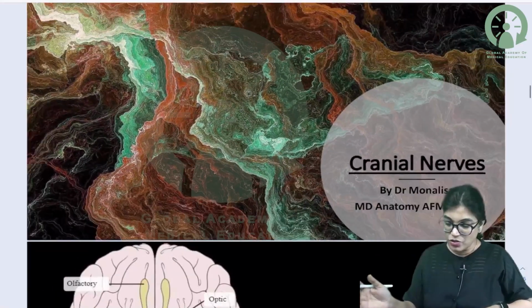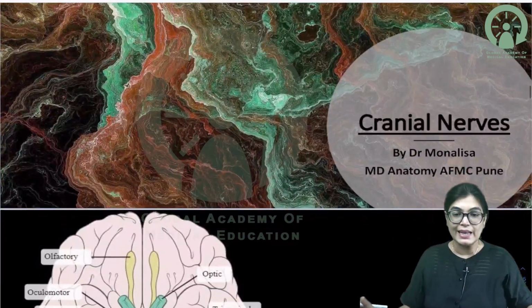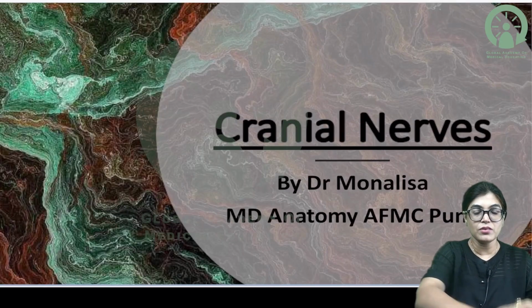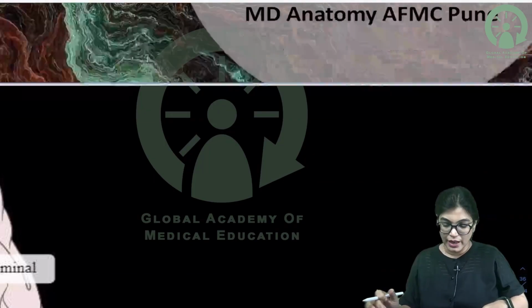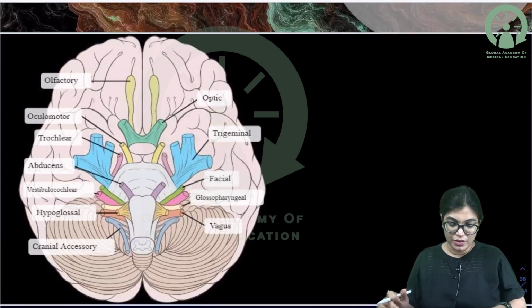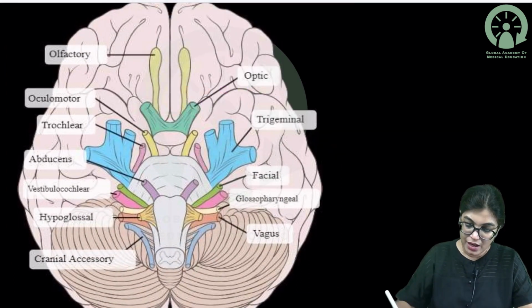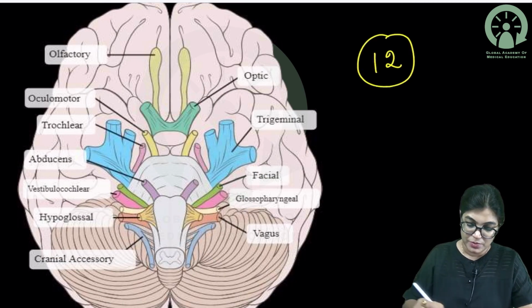Now the next topic which I want everybody to note down is cranial nerves. So let's start with the next topic, that is cranial nerves. I would like to show you this diagram where you can see all 12 pairs of cranial nerves.